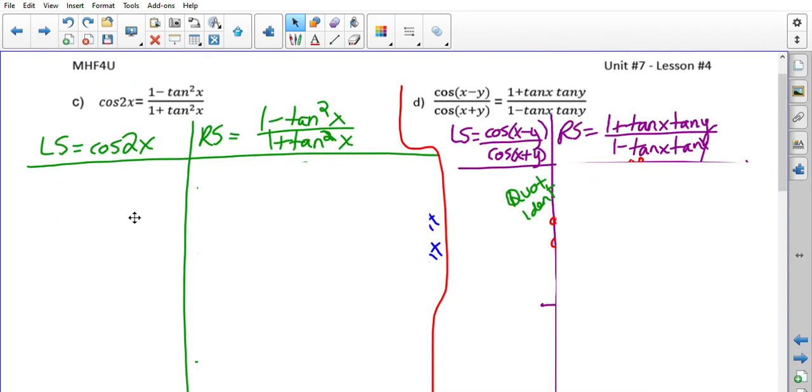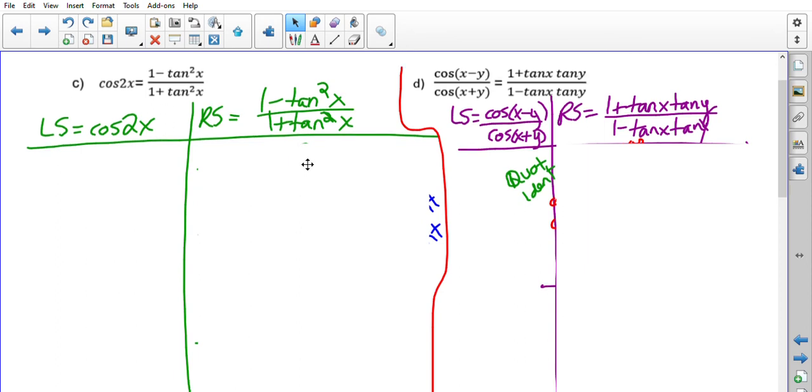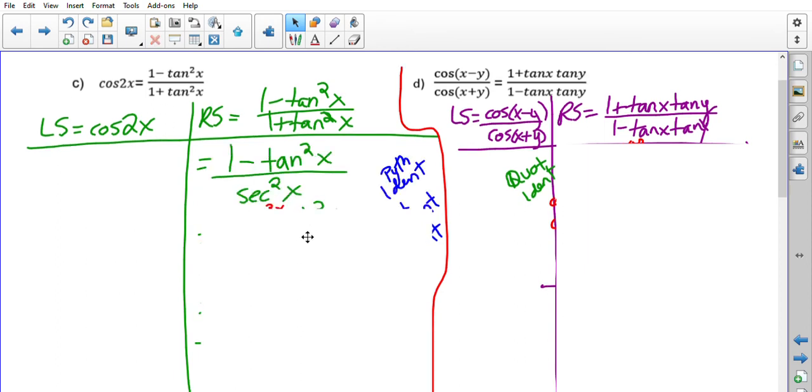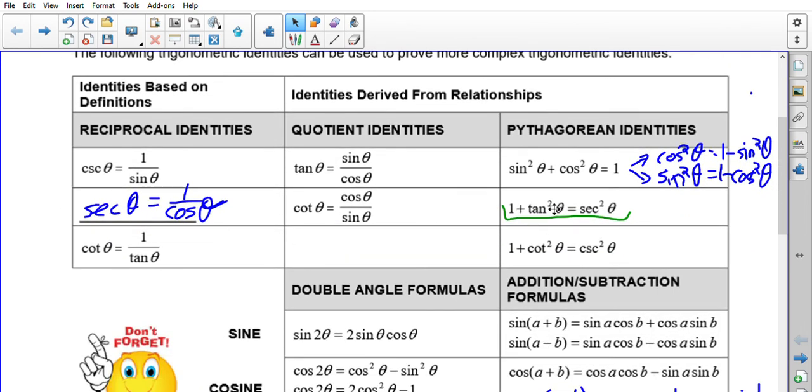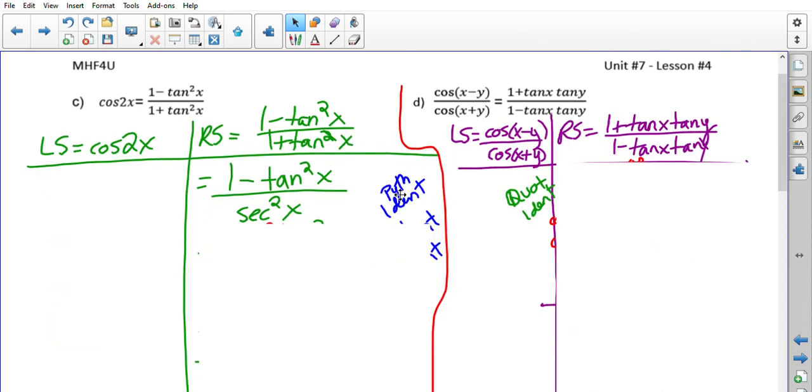All right, so a few things we can do here. Obviously, I always say start with the complicated side, so we're going to start with the right side here. We've got 1 minus tan squared x over 1 plus tan squared x. Those are two different expressions. We cannot cancel them out. So the first thing I notice is that the 1 plus tan squared x is part of the Pythagorean identity. So if we go back to that first page, right here, 1 plus tan squared theta is secant squared theta. So I use the Pythagorean identity here to rewrite the denominator as secant squared x.